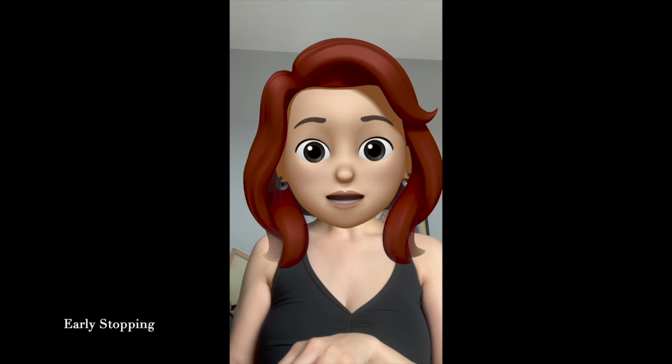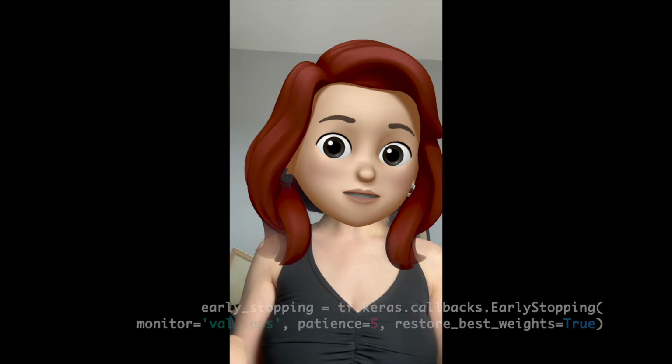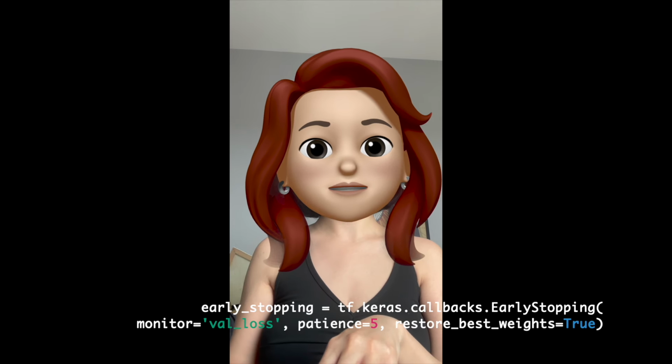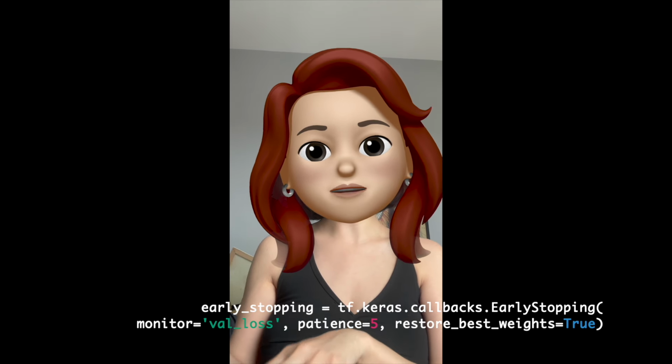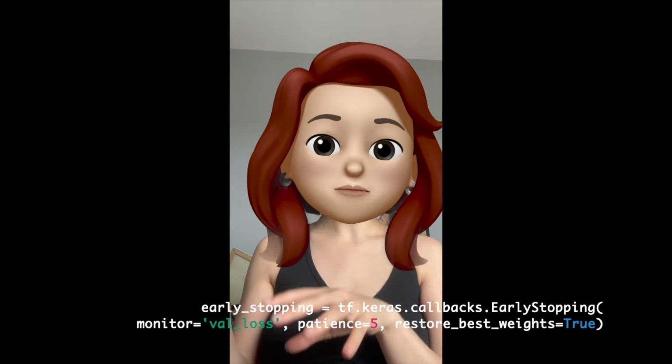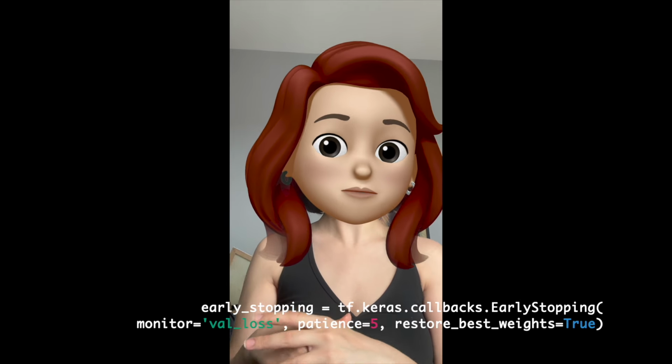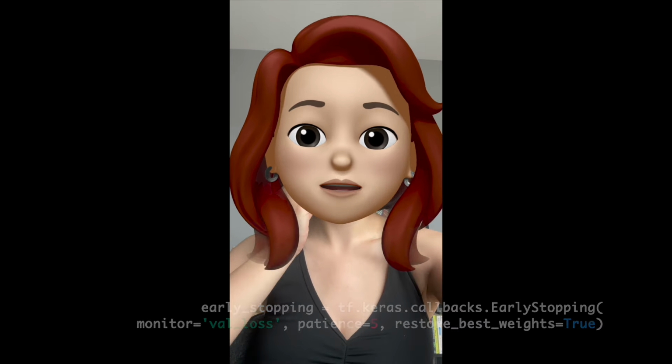And early stopping. Monitoring validation loss and stopping training when it starts to increase can prevent overfitting and improve generalization.